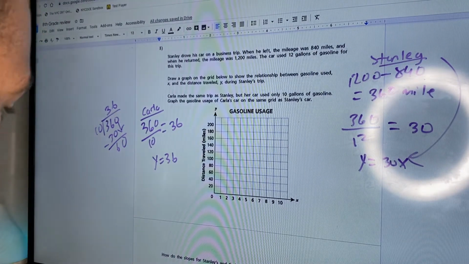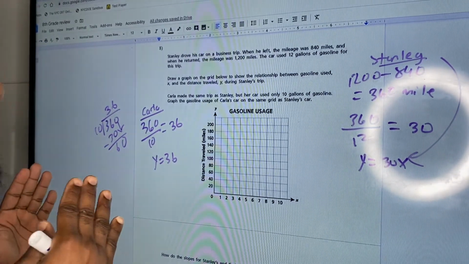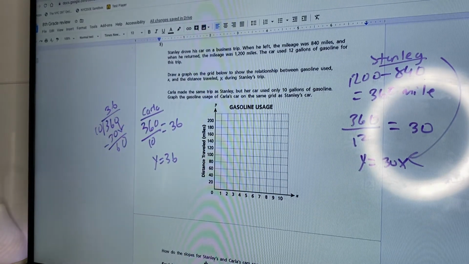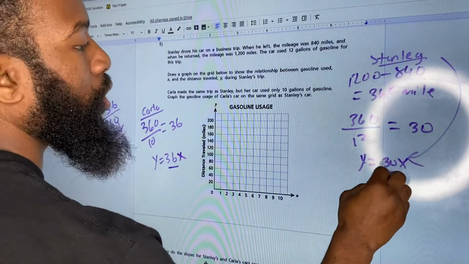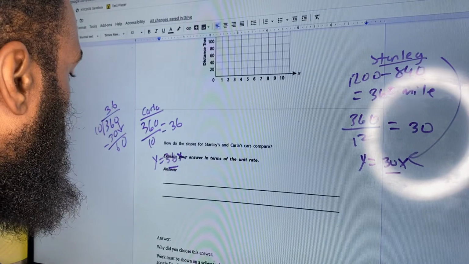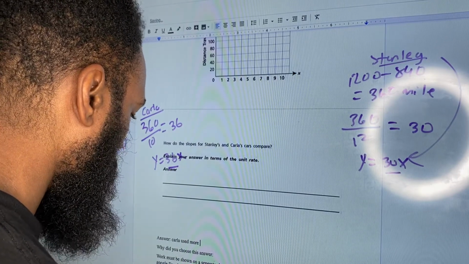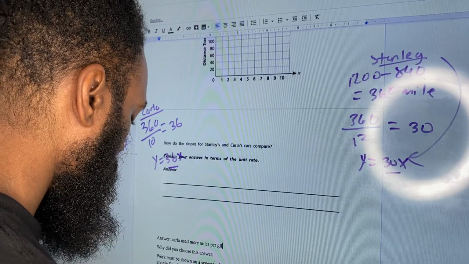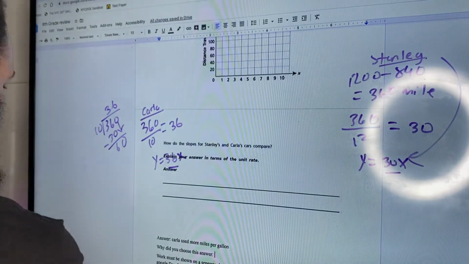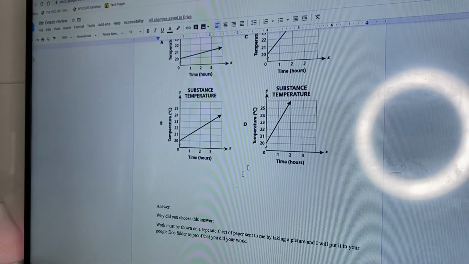How do the slopes of Stanley and Carla's car compare? Comparing means comparing these two numbers. It looks like to me that Carla used more miles per gallon than Stanley because she used 36 miles per gallon and he used 30 miles per gallon. So here you would have your work shown, and you would use this work in your explanation to answer that. The answer is that Carla used more miles per gallon. Here, you explain why Carla used more miles per gallon. Moving on, all right? That's on you guys.